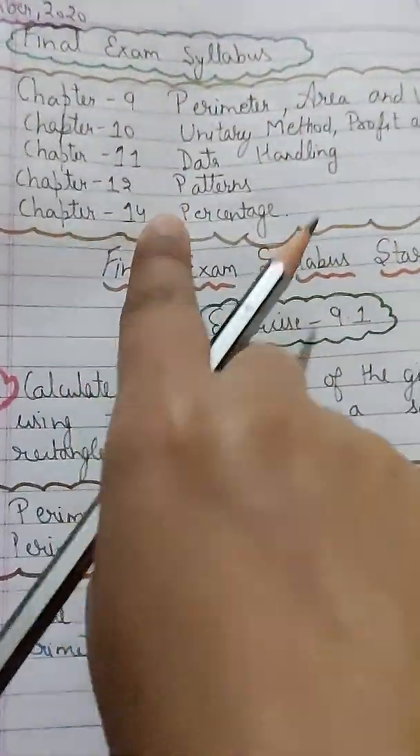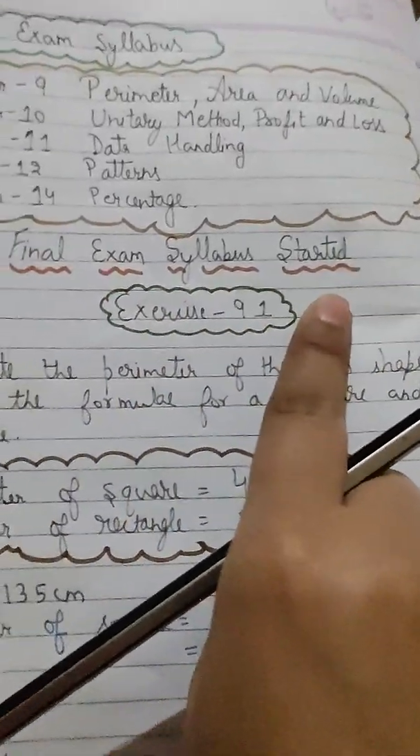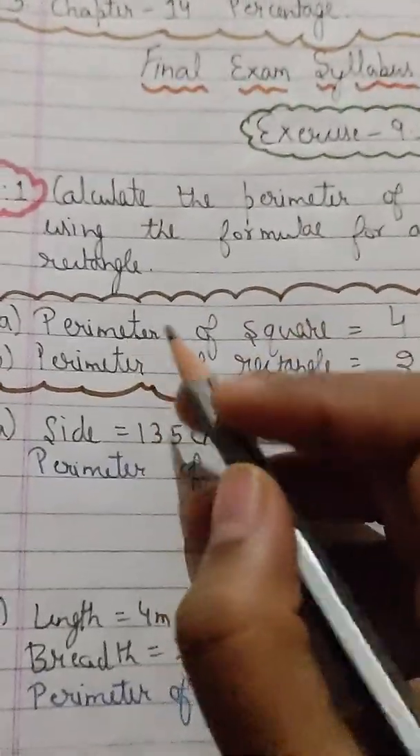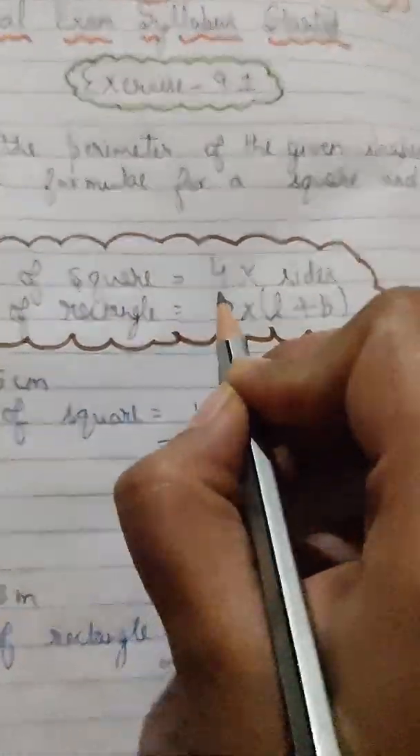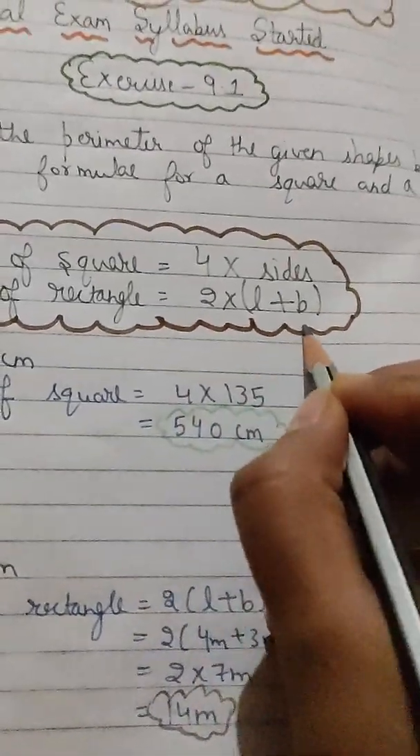These all 5 chapters will be coming in your final exam syllabus. Then you will write final exam syllabus started, exercise 9.1, and then you will write the formulas that are there. Perimeter of square is equal to 4 multiplied by side. Perimeter of rectangle is equal to 2 multiply L plus B.